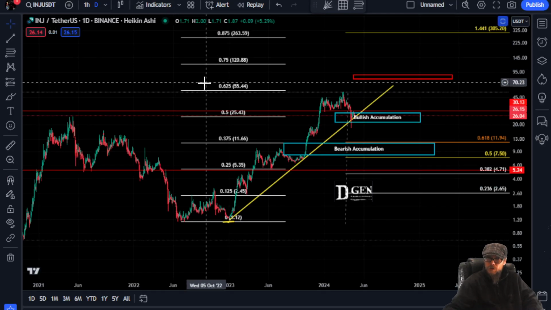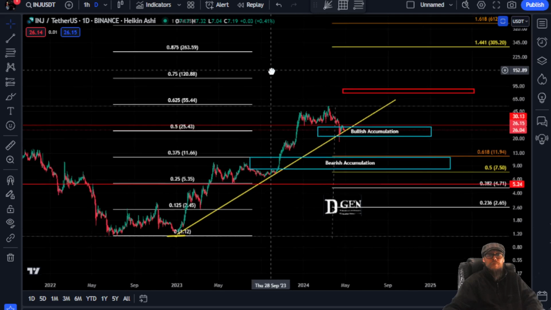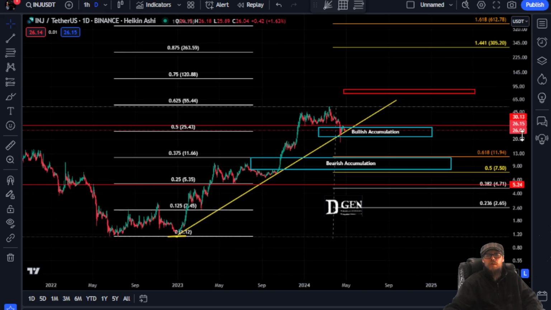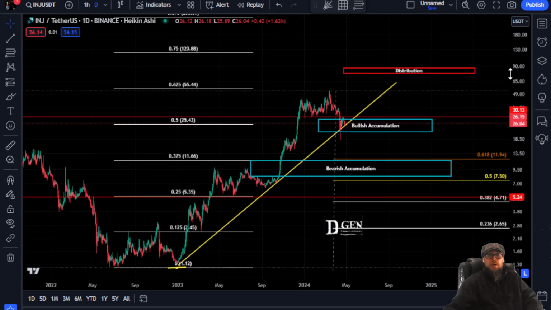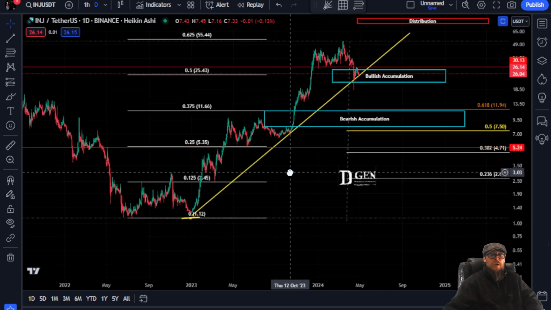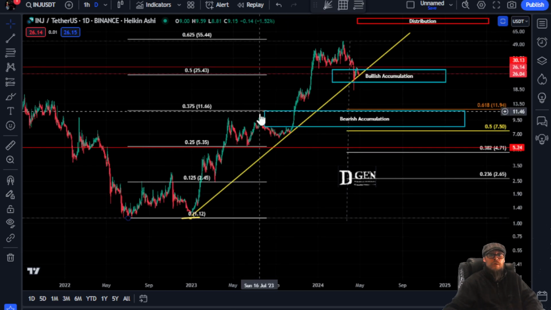I've got the chart marked up already because I've done this twice. And what do we got on here? You can see I've got my regular old octave scale.